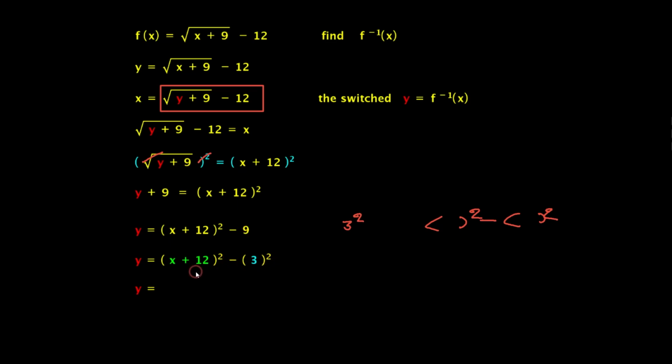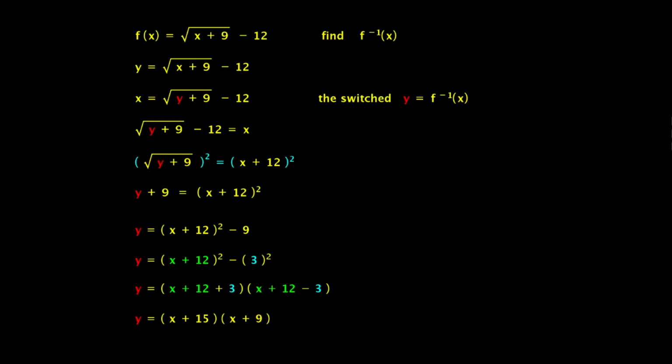Now the simplified form will be the value in the parentheses gets added times the value gets subtracted. So it's going to be the green plus the blue times the green minus the blue. So it's going to be x plus 12 plus the 3. And the other one is x plus 12 minus the 3. Now this gets simplified as 12 plus 3 is 15, so it's x plus 15. And the other one is 12 minus 3 is 9, and it's x plus 9. And that's the inverse y.